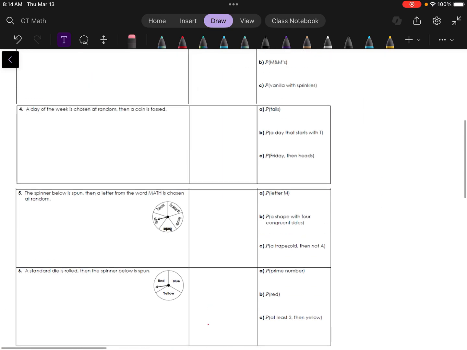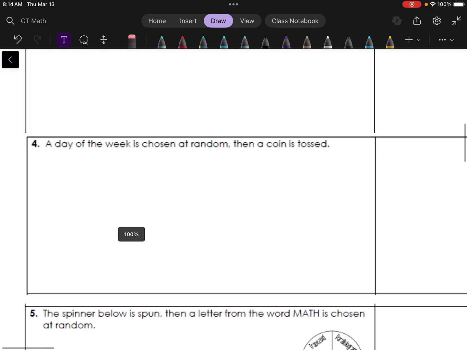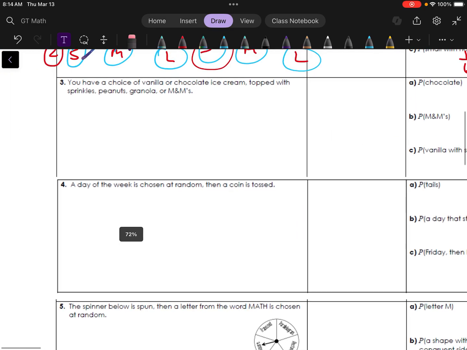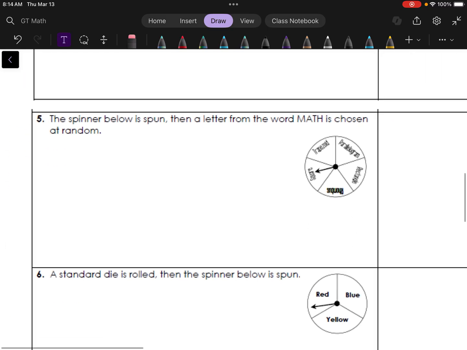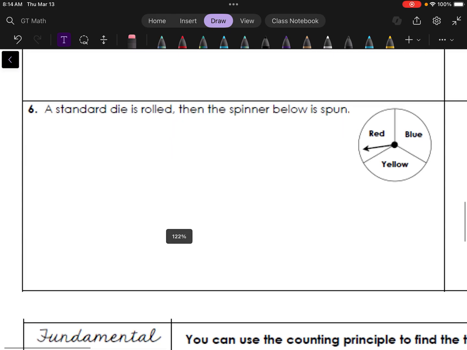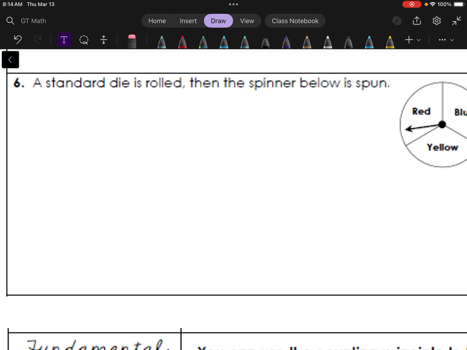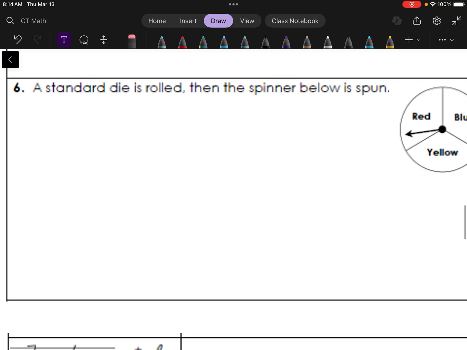I do want to do one more larger one. Like, here we go. Okay. Actually, let's do this one. So a day of the week is chosen at random, and then a coin is tossed. Well, remember, we have, actually, let's do one that has more than that. Actually, let's change this one up a bit. So a standard dice is rolled, and then the spinner is spun below, okay? Let's say before this, I also flip a coin. So if I flip a coin, that's event 1, okay? I have heads or I have tails, okay? Those are my 2 outcomes.